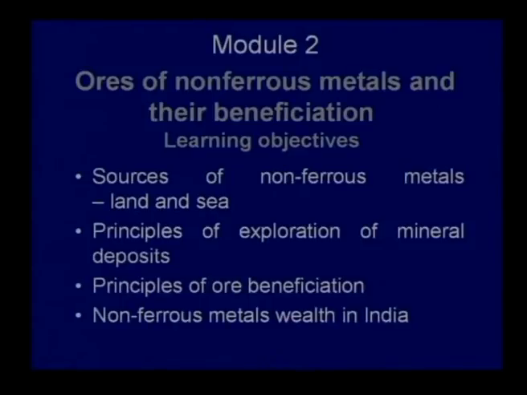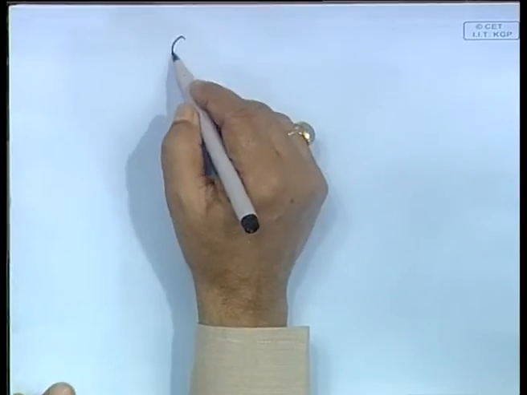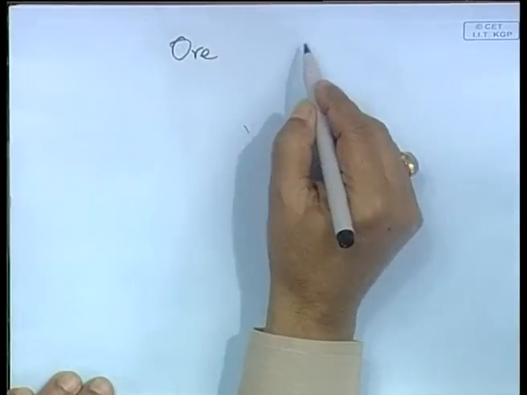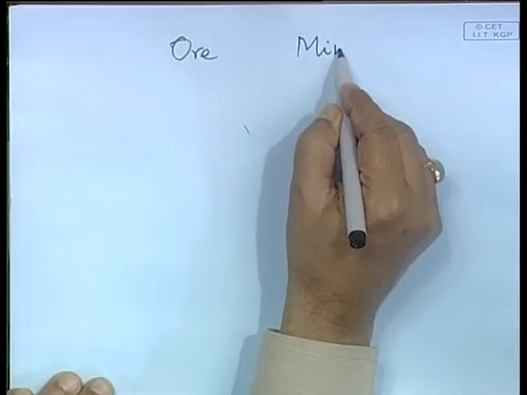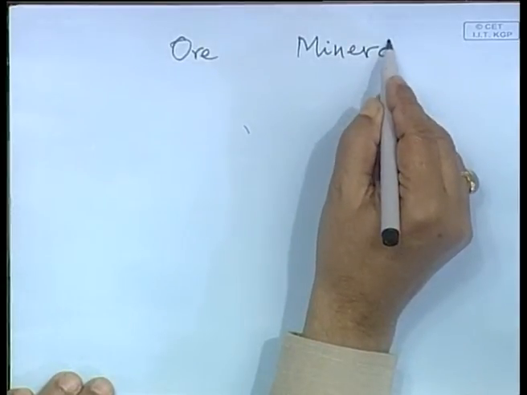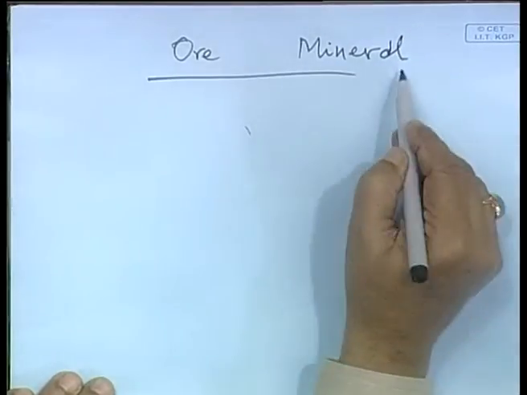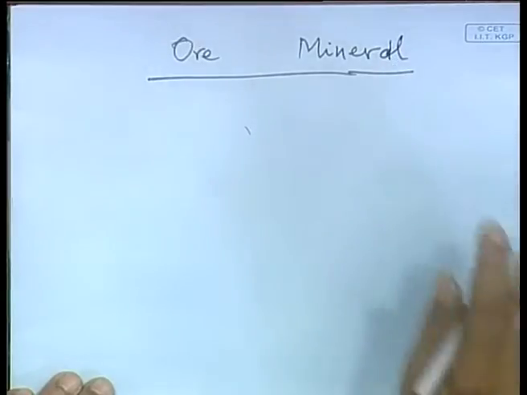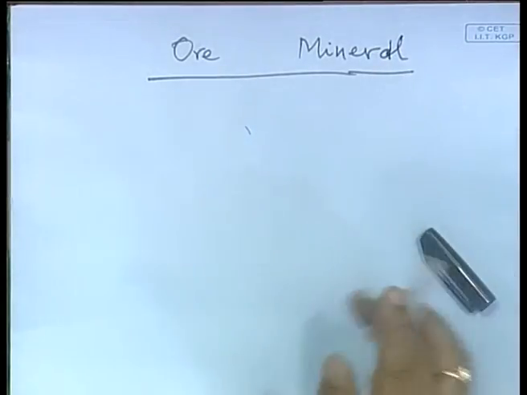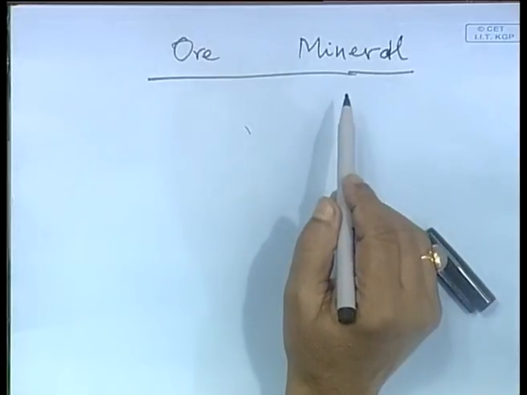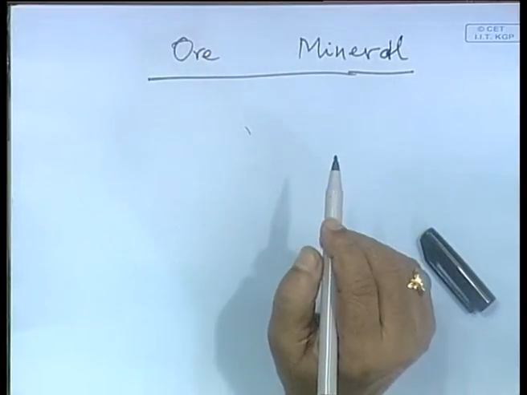Now, you should first know very clearly the distinction between ore and mineral. Do not confuse these two words. An ore is a mixture of many minerals.